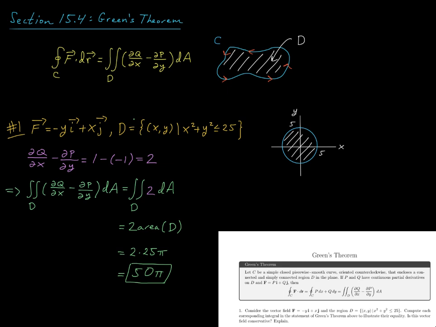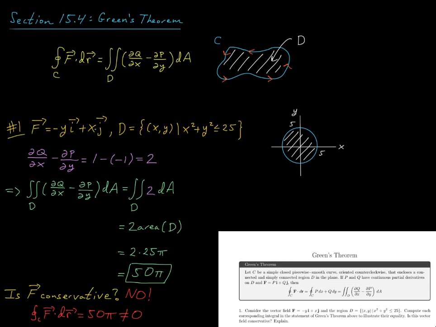Then for the last part of the question, it says, is the vector field conservative? Explain. Well, from the last section, we said that the vector field F will be conservative provided the line integral of the field over all simple closed curves is equal to 0. And since we got that this line integral is 50 pi, so in particular it's not equal to 0, we can conclude that this vector field is not conservative.